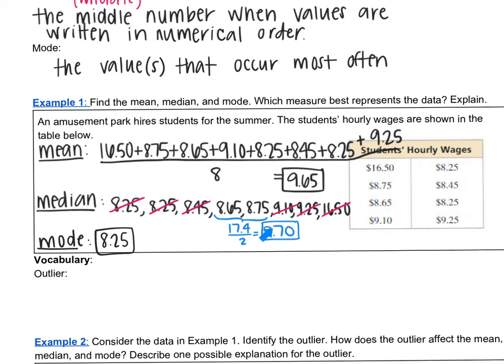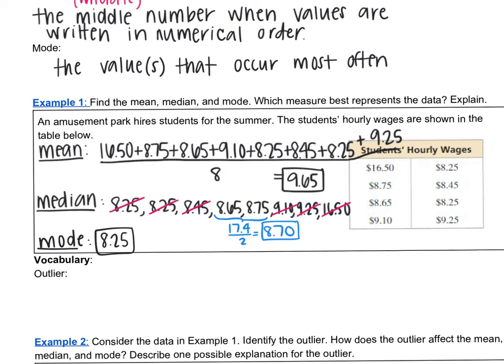I like 870 probably the best because 825, again, if you say most of the students make 825, you're not wrong. The most occurring hourly wage is 825, but it's also the lowest. I would say in this case, the median best represents the data because it's closer to most of the data values.